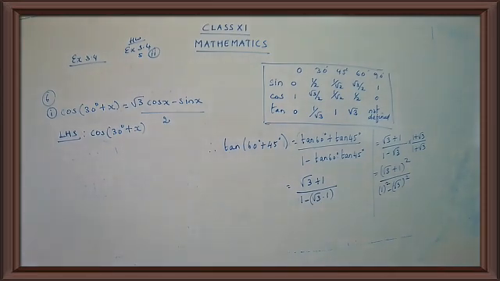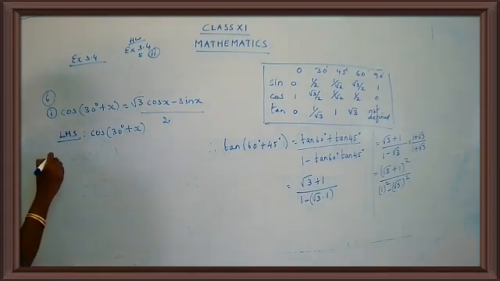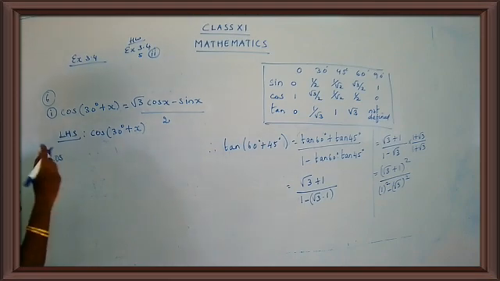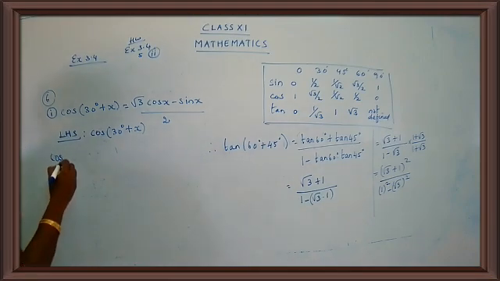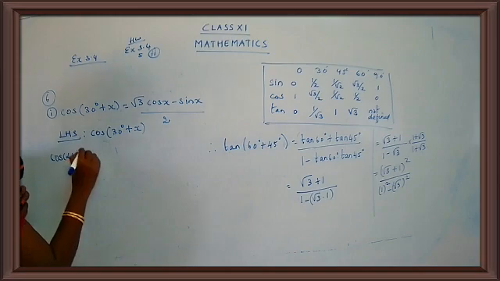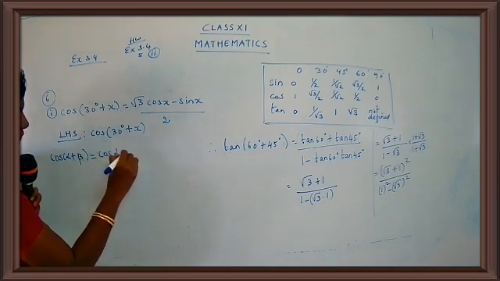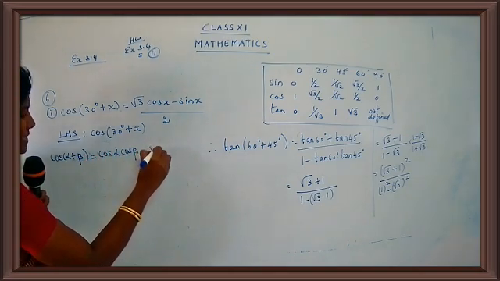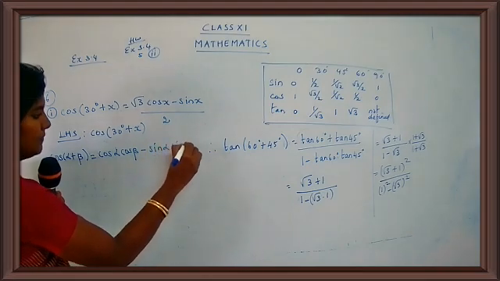Cos of 30 degree plus x, you apply the identity. You can write down the formula, no problem, just for our reference. The more you write the formula, the more thorough you'll be with it. So cos of alpha plus beta is equal to cos alpha cos beta minus sine alpha sine beta.